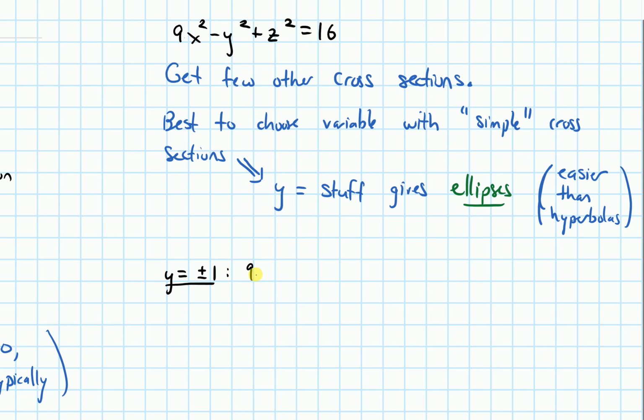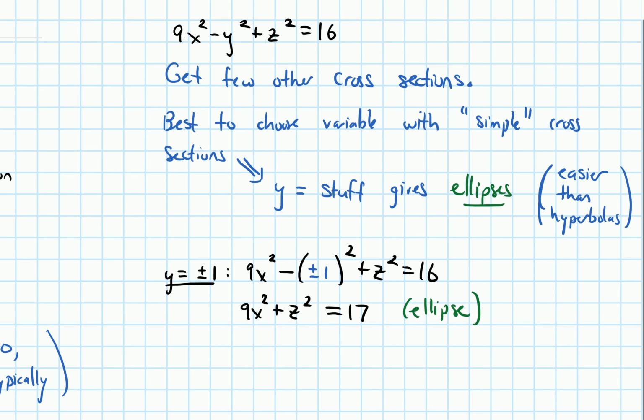If we plug it in, we get 9x squared minus y squared plus z squared equals 16. And now if we plug in plus or minus 1 for the y, if we work this out, we'll get 9x squared plus z squared. And then plus or minus 1, when we square it, is 1. So we have this minus in front of it. And if I move the -1 over to the right, we'll get that this equals 17. Okay, so we get this equation, and this is an ellipse.